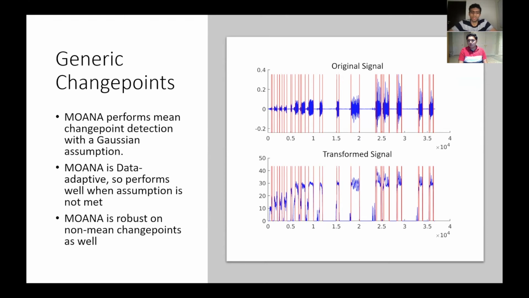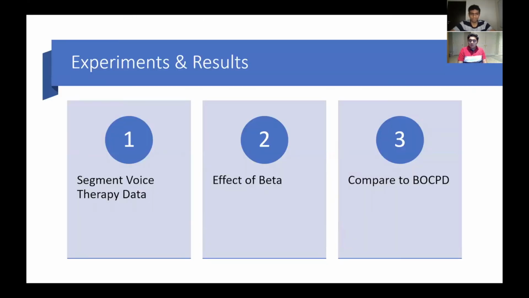Thus, applying Moana to detection using features other than the mean, by transforming the signal into the feature space, still tends to yield robust performance. We've also conducted experiments to empirically demonstrate Moana's robustness to different distributions. We present our results in this paper in three parts.